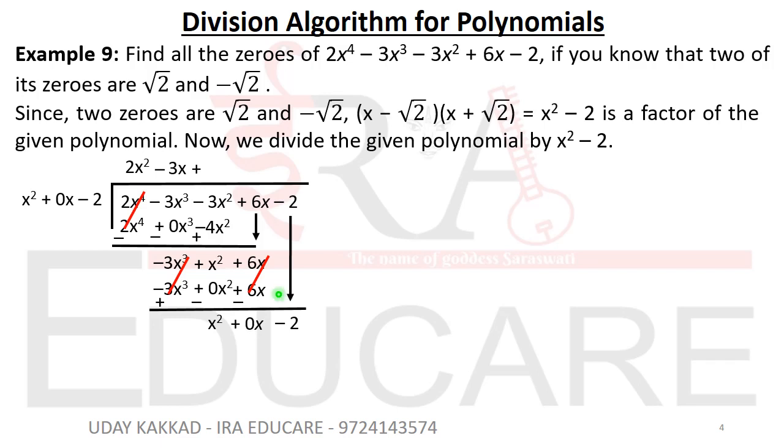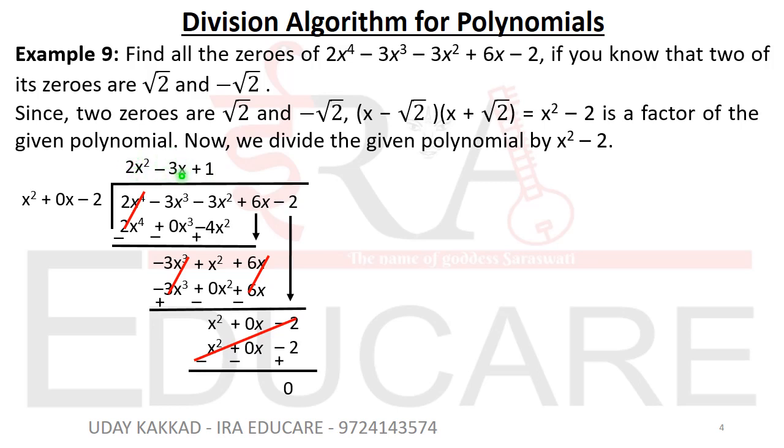Now here is the plus sign, so you put the plus sign here. Now x square is here and here also x square, so just multiply with 1, so you get x square plus 0x minus 2. Change the sign, cancel it, so you get 0 remainder. So this is a factor of this polynomial, and this is your quotient.